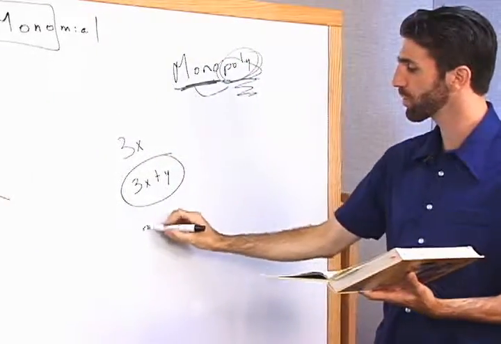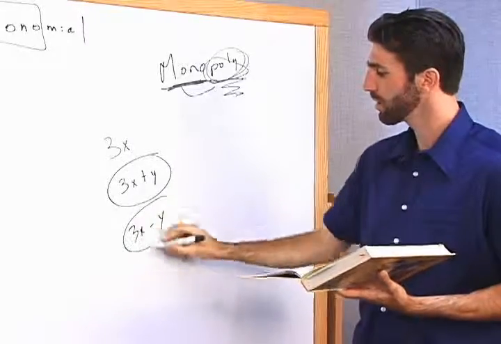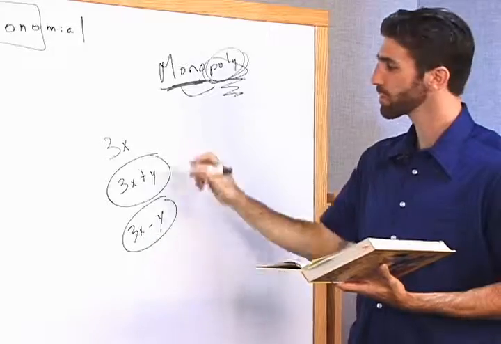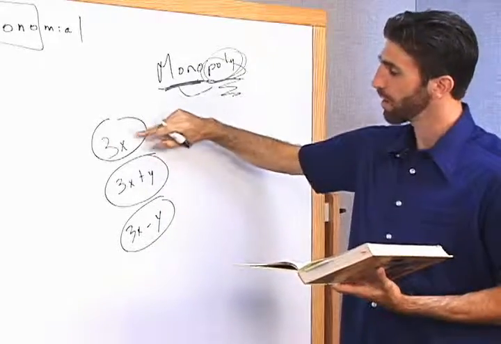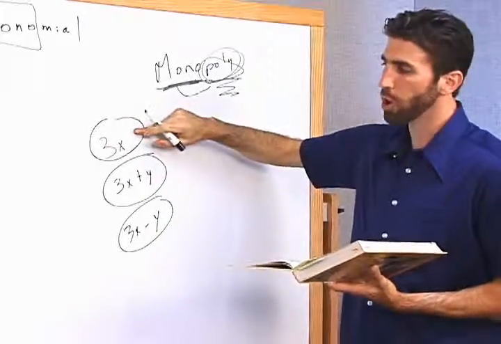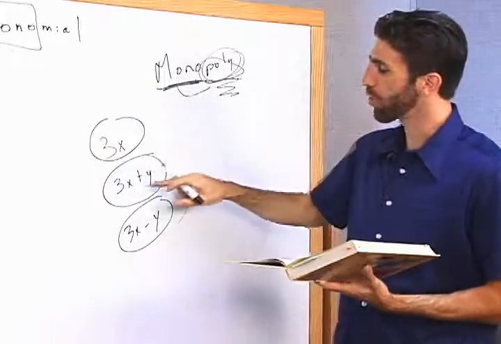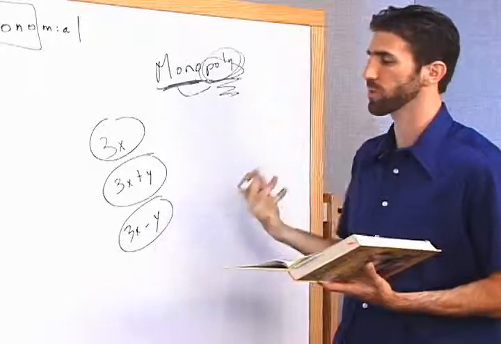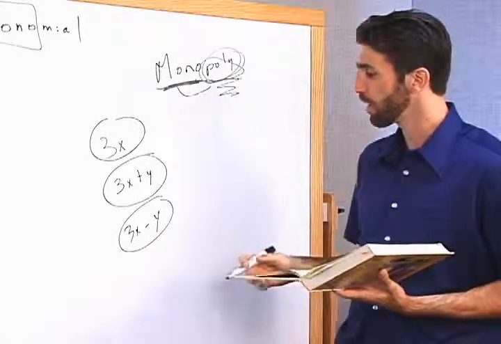The third example, 3x minus y, monomial, and it's the difference. So here we go. A polynomial is just a monomial, it could be any one of these three, or the sum of two monomials, or the subtraction or difference of two monomials. I'm sorry. Okay, does that make sense?